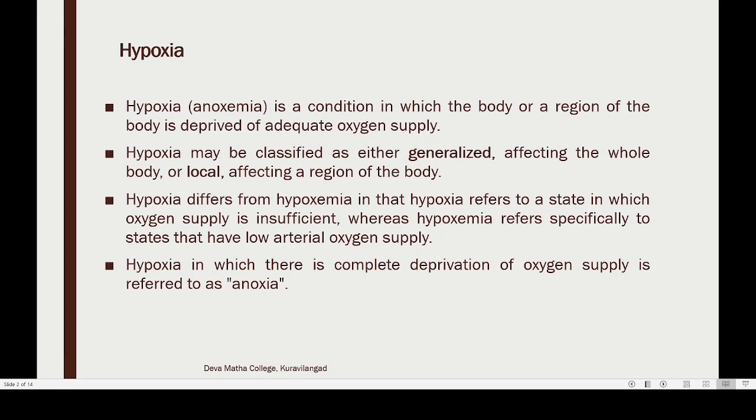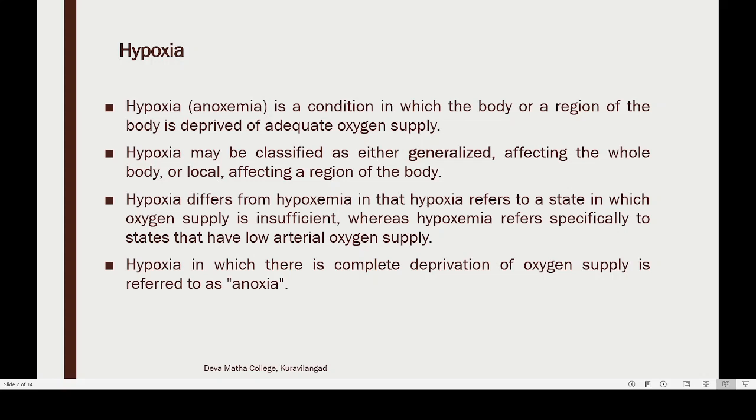Sometimes another case will be there, maybe due to some clot going to the brain or a leg muscle or a hand muscle, a part of the artery is blocked. In that situation, the blood is not coming. If blood is not coming, that means oxygen is also not coming. So that situation is known by the name local hypoxia. So these are the two basic types of hypoxia: one is generalized hypoxia, and the second one is local hypoxia.